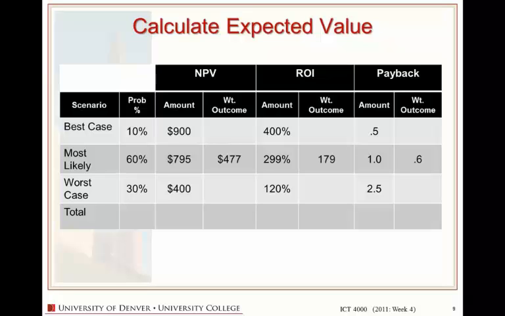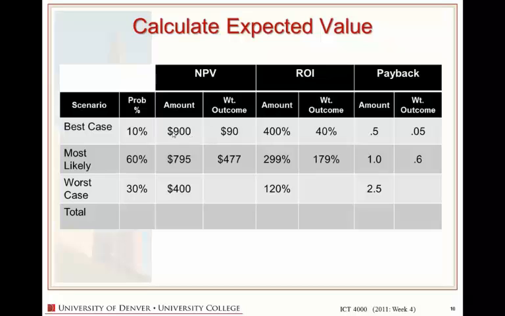Next step is that I take each case, the most likely being the first one, and I multiply the probability by each of the initial amounts. So I take the 60%, multiply it by the 795, and come up with a weighted outcome of $477,000. I multiply that 60% by the 299% ROI and come up with 179%. And then I take that 1-year payback, multiply it by 60%, and come up with 0.6.